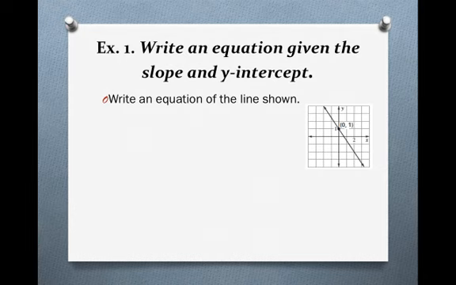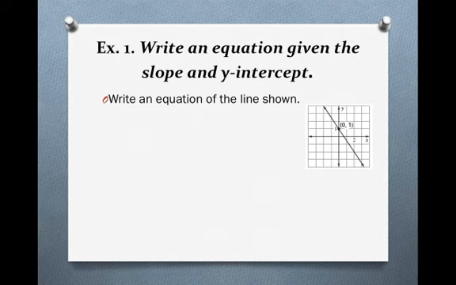Okay, your first example, you're going to write an equation given the slope and the y-intercept. You're told to write an equation of the line shown. Now, we could give you the slope, just tell you m equals whatever, and the y-intercept is whatever, or we can ask you to read that information from the line. And here, they do give you the coordinates for the y-intercept. It's (0, 1). And then you can get the slope by seeing how to get from (0, 1) to another point on the line.